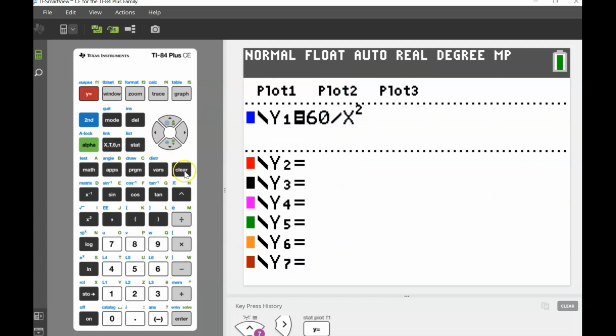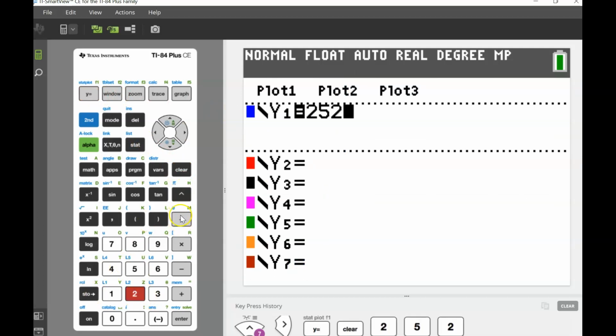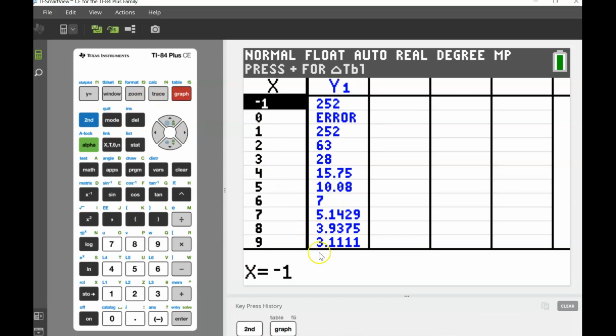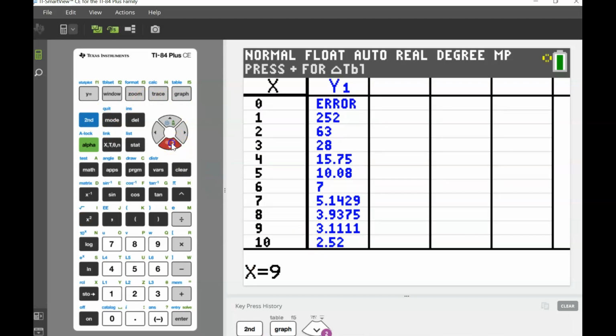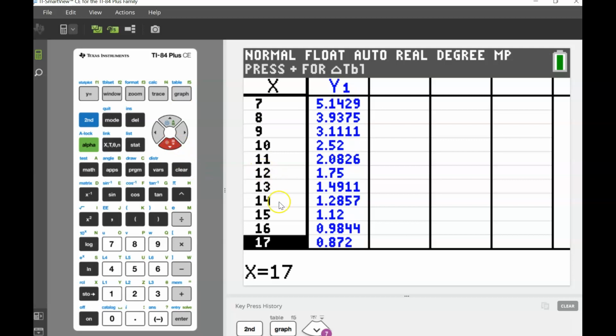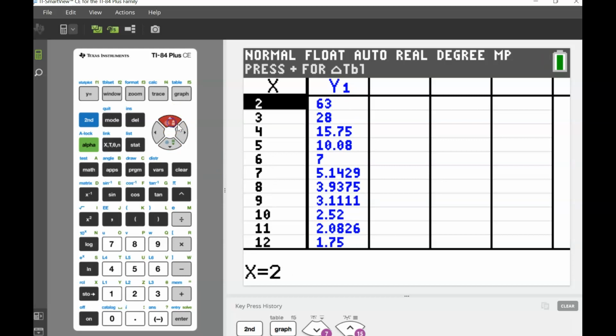So let's clear it out. So I have 252 divided by X squared. Second graph. I see some decimal. I see some whole numbers in front of the decimal, so I'm going to go down. And now I see the 0, so I'm going to go back up to the first pair of clean numbers that I see. And that's going to be this 6 and 7.